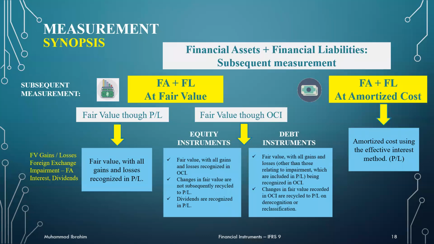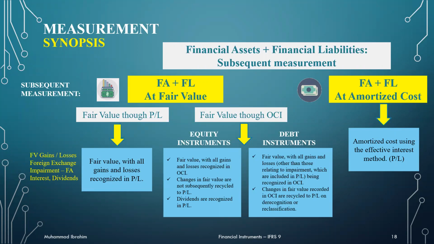For example, if your financial asset's fair value at the initial date, that means 1st January 2021, is 100 Saudi riyals, and at 31st December it is 120 Saudi riyals, then the 20 riyal gain will be directly charged to profit or loss. What will be the entry? Your entry will be simple: investment debit and gain on investment credit. And the gain on investment should be a separate line item in your statement of profit or loss. And we will not go to the OCI.